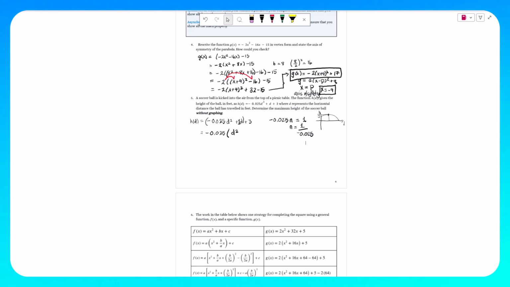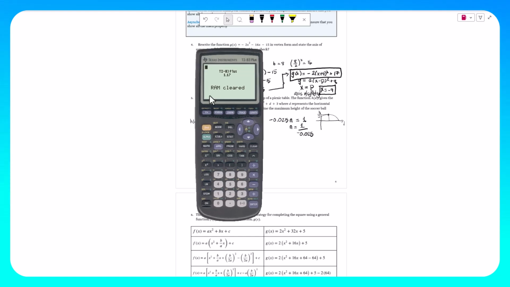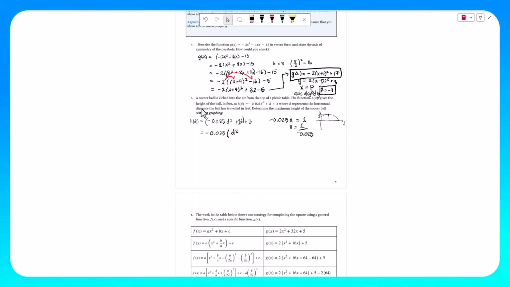And let's break out a calculator and look at what we got. Well, we want 1 divided by 0.025. Oh, and it should have been a negative, so that would make this negative 40. It's not too bad, not too bad. And so we get negative 40d, like that. And don't forget the plus 3.